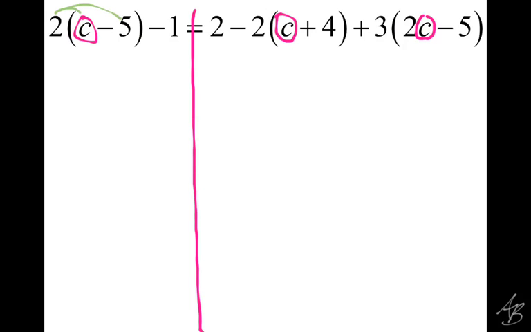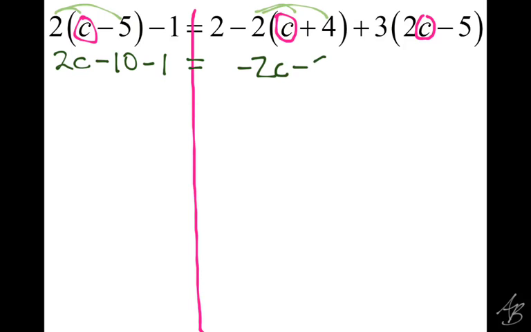So George, what do we get when we distribute here the 2 times c? Okay, and then -10. Good. So it's 2 times -5 gives us a -10, and we'll bring down that -1. On the other side, George, when we distribute this -2 here, what are we going to get?